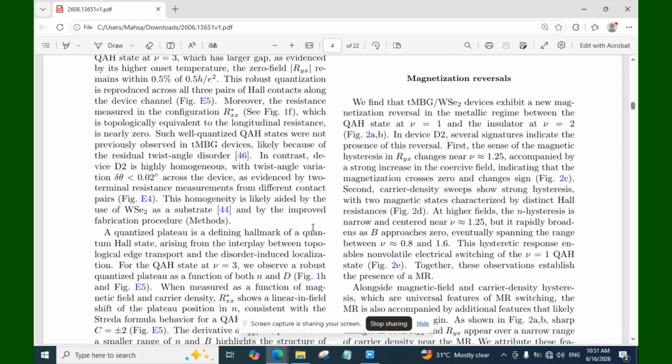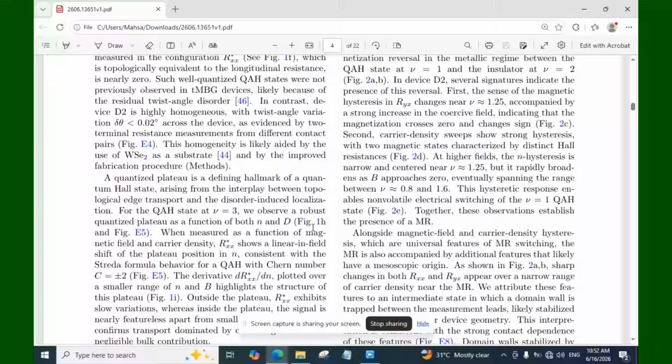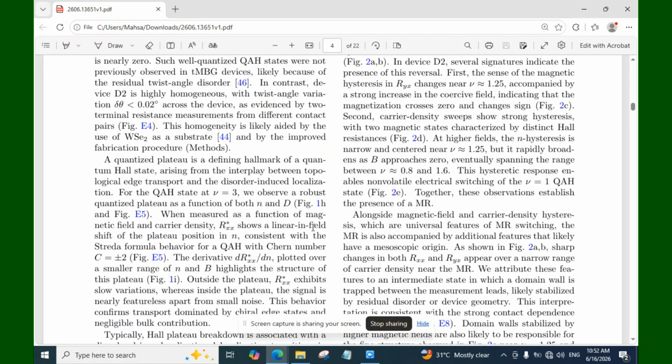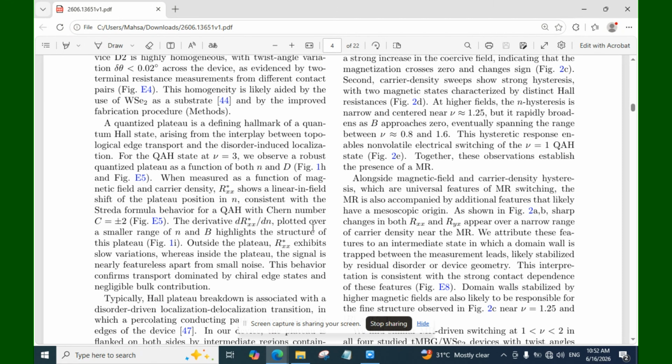Second, carrier density sweeps show strong hysteresis with two magnetic states characterized by distinct Hall resistance at higher fields. The n-hysteresis is narrow and centered near nu equal to 1.25, but it rapidly broadens as B approaches zero, eventually spanning the range between nu approximately equal to 0.8 and 1.6. This hysteresis response enables non-volatile electric switching of the nu equal to 1 quantized anomalous Hall states. Together, these observations establish the presence of the MR, or magnetization reversal, alongside magnetic field and carrier density studies, which are universal features of magnetic reversal switching.